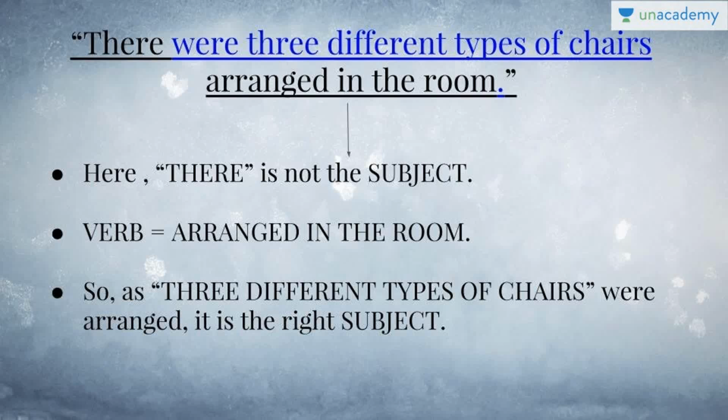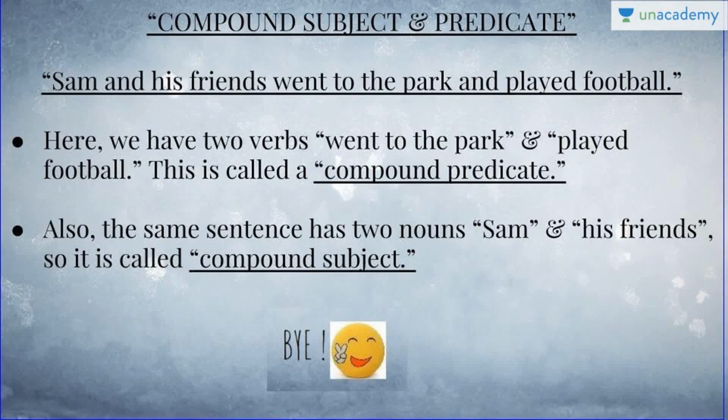fine. There were three different types of chairs arranged in the room. Here, there is not the subject. In any sentence in which the first word is there, it is not the subject. So, again go to the verb, arranged in the room. So, what is arranged in the room? Three different types of chairs, right? Three different types of chairs are arranged in the room. So, this is the right subject.